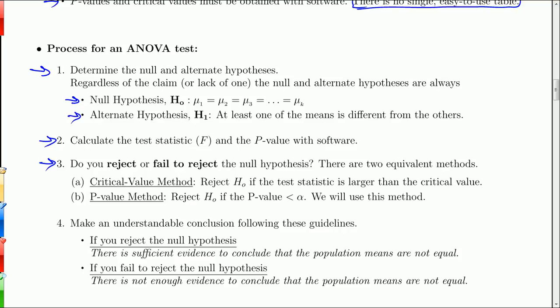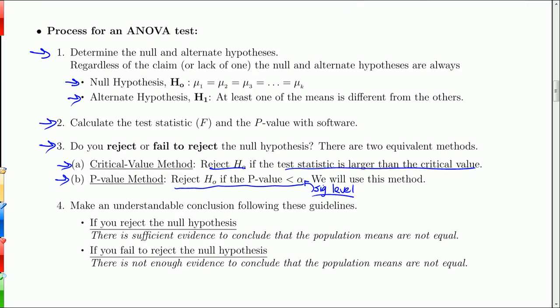There are two equivalent methods. There's the critical value method, where you reject the null hypothesis if the test statistic is larger than the critical value. And we're not actually going to focus on this method because we're using software which will just spit out the p-value. So that's always nice. So the p-value method is we are going to reject the null hypothesis if the p-value is smaller than alpha. And alpha, again, is the significance level.